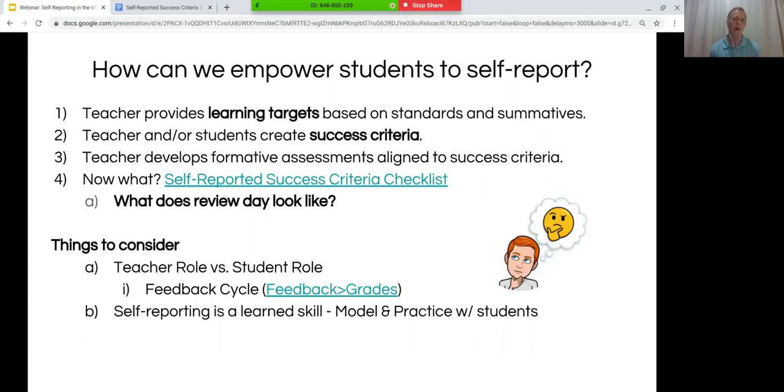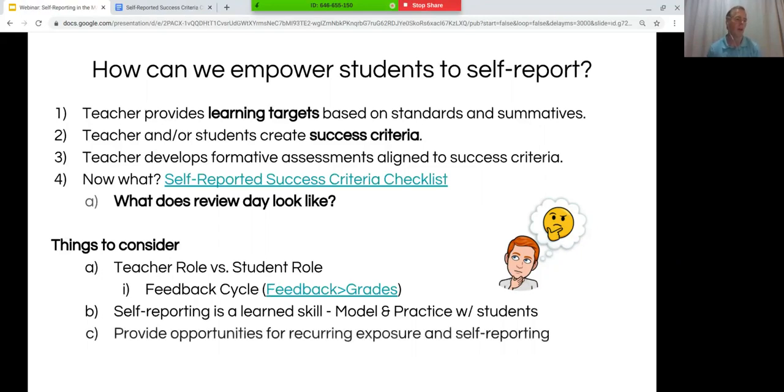Just like this self-reporting, you're going to have to teach kids how to do this. It's going to take time. They won't be perfect at it, and neither will you. But with time and consistency, you will all get better at doing it. And then you have to provide opportunities for recurring exposure and self-reporting.